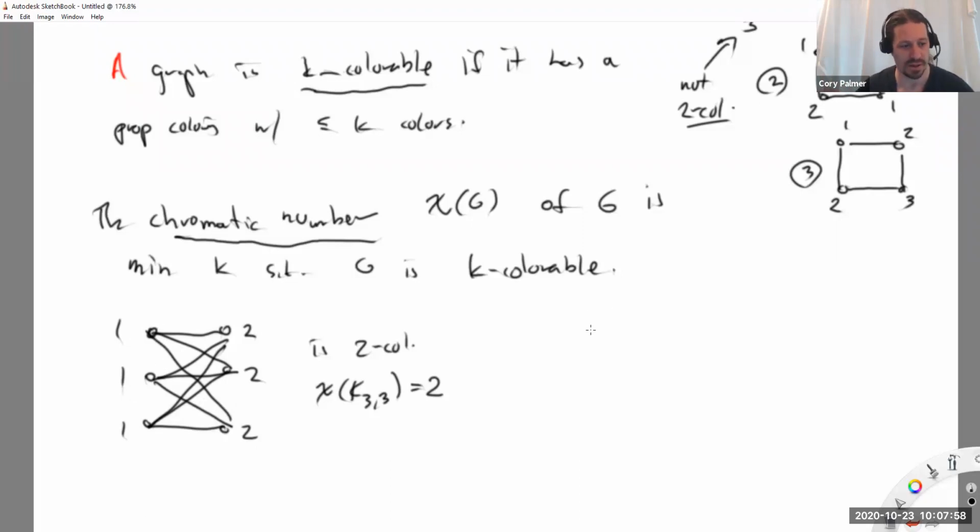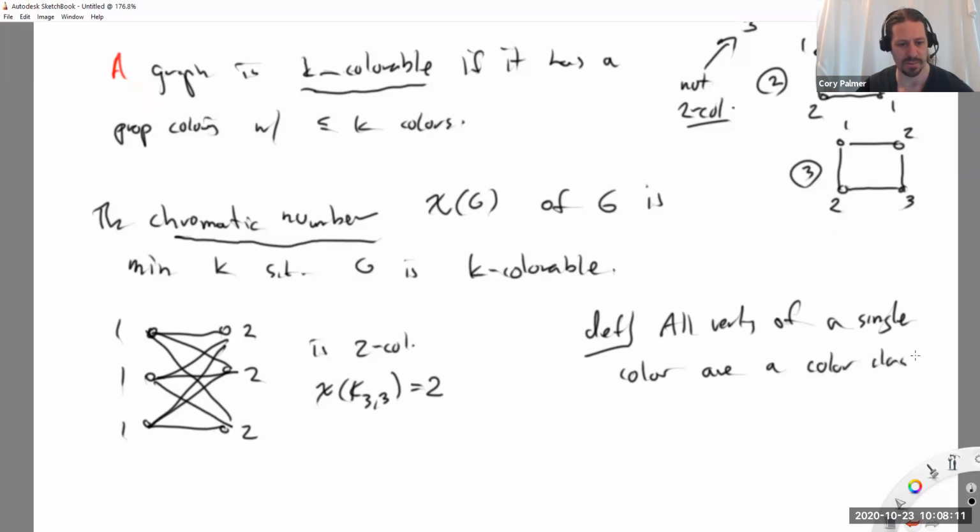Let me actually state that. So all vertices of a single color are what we call a color class, right? So the vertices of color one, that's color class one, color class two. Sometimes we say the red color class, the blue color class. And let me make this easy observation real quick here, that color classes are independent sets. Right? Independent sets are sets of vertices with no edges among them.